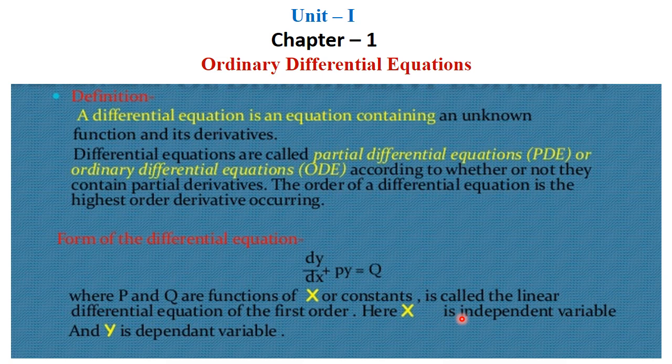Here x is the independent variable and y is the dependent variable. You can see in the equation that y is basically depending upon x, as we are differentiating y with respect to x, whereas x here is the independent variable. All right, now I hope it is clear how we represent a differential equation, right?